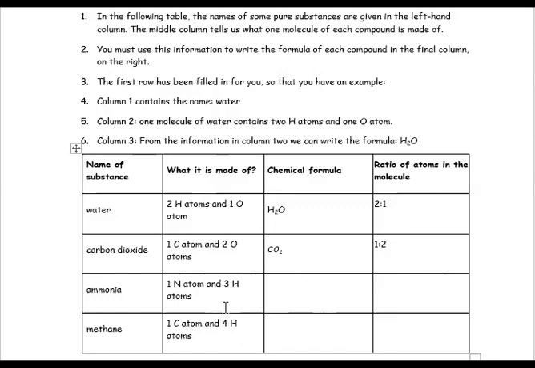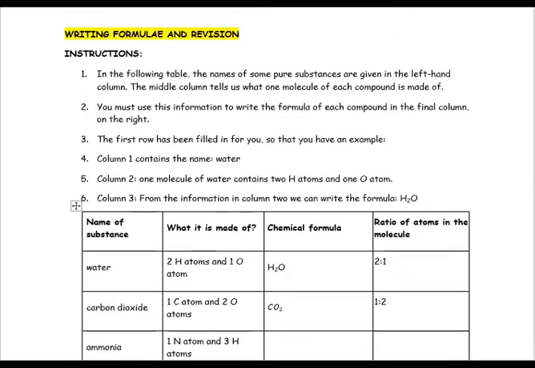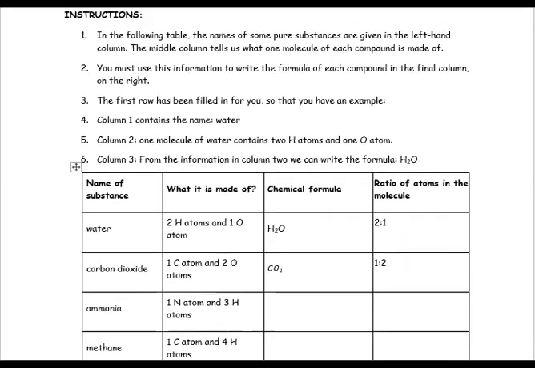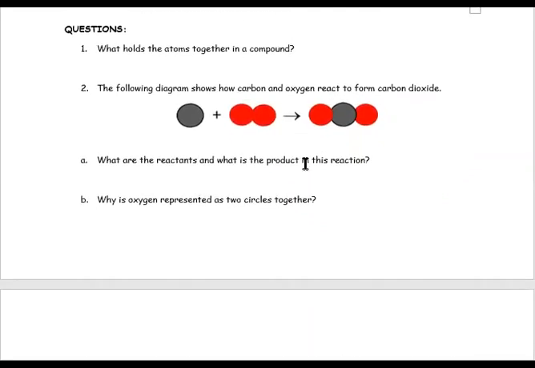I want you guys to do the same for ammonia and methane. So there's 1 nitrogen atom and 3 hydrogen atoms. You guys will know how to complete it. Look to the answers before to get hints. Okay, so for today, that is what I want you to do for me. And then we just have a few more questions here. Question number 1. What holds the atoms together in a compound? We know those are chemical bonds.